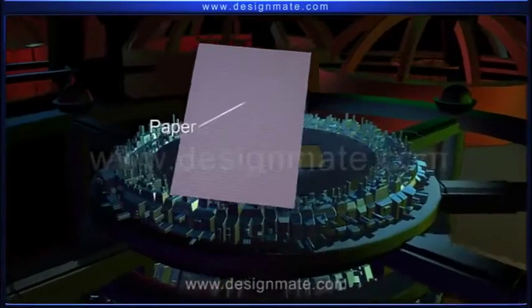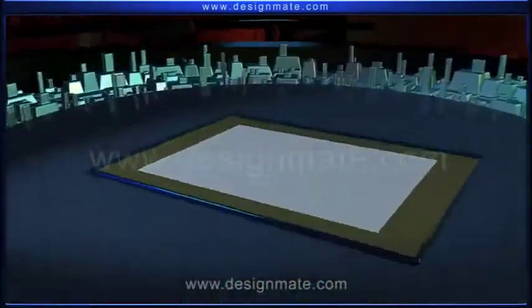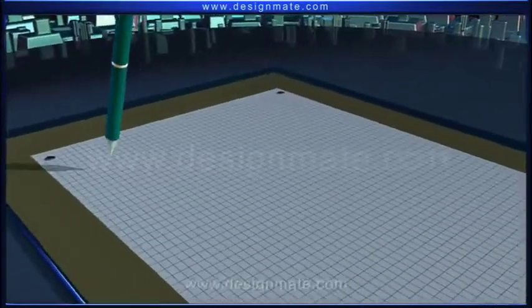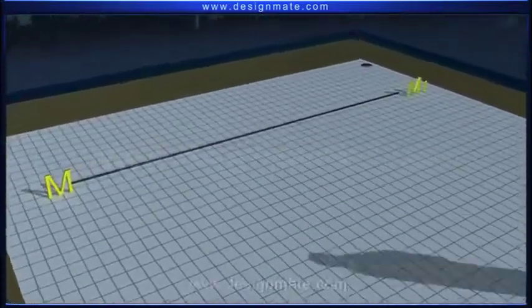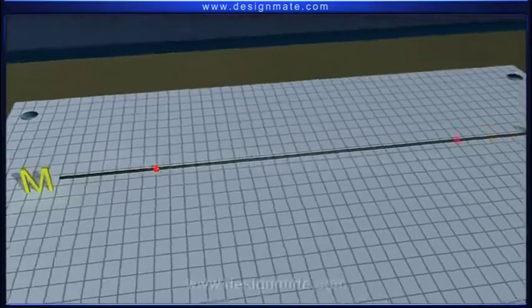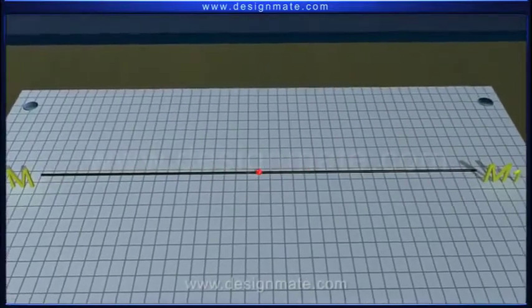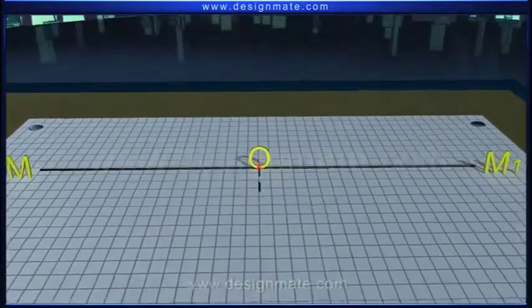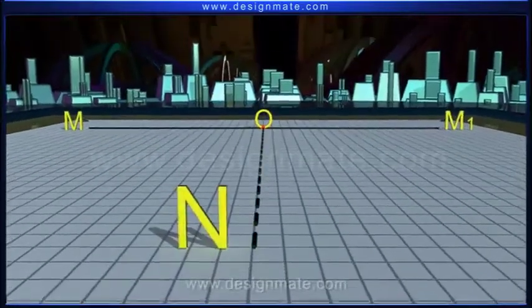Fix a white sheet of paper on a drawing board with the help of pins. Draw a line MM1 on the sheet of paper. At the center of the line MM1, take a point O. Draw a normal ON to line MM1 at point O.